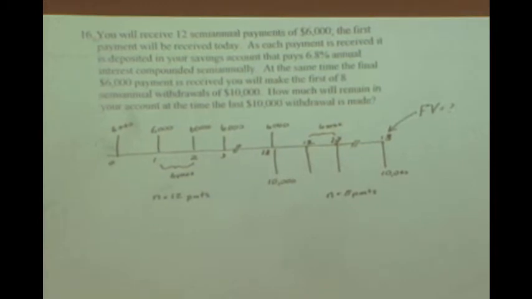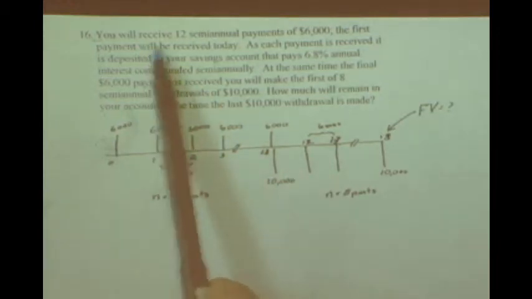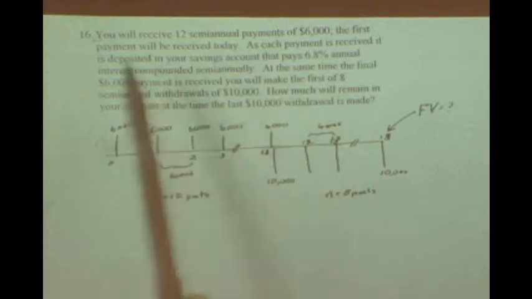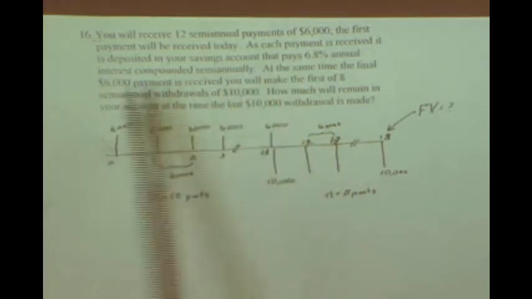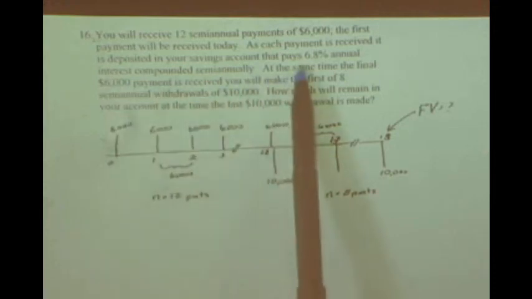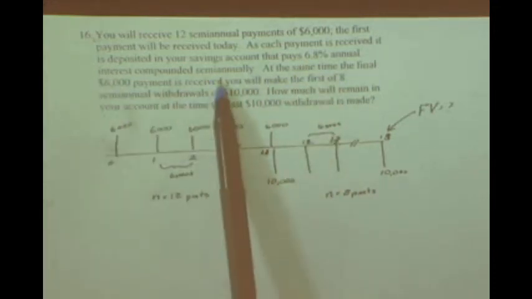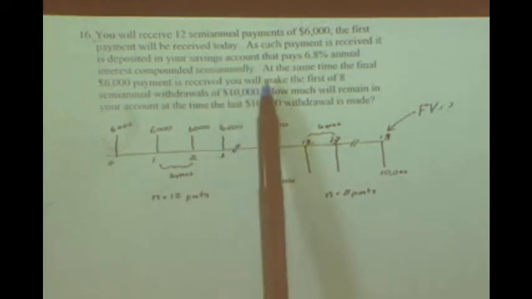Problem 16 has two annuities working. The first is 12 semi-annual payments of $6,000. First payment's received today. As each payment is received, it's deposited in an account that pays 6.8% annual interest, compounded semi-annually. That's good because the payments are semi-annual.